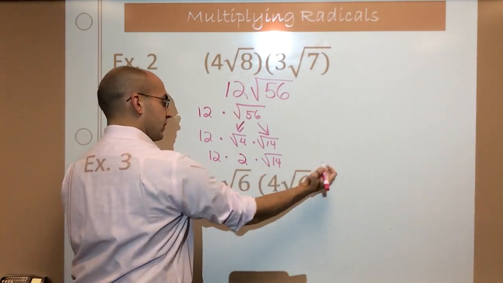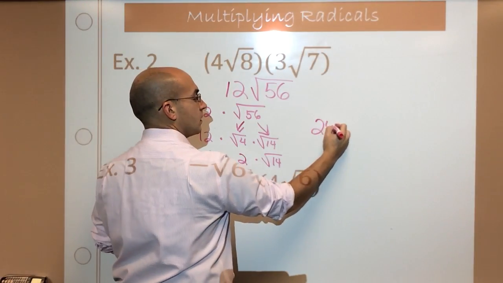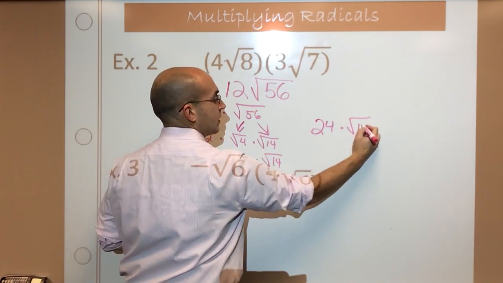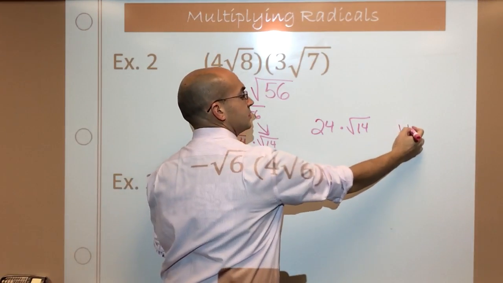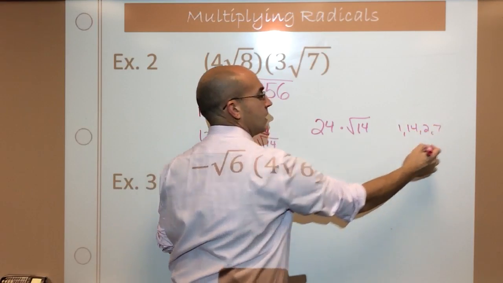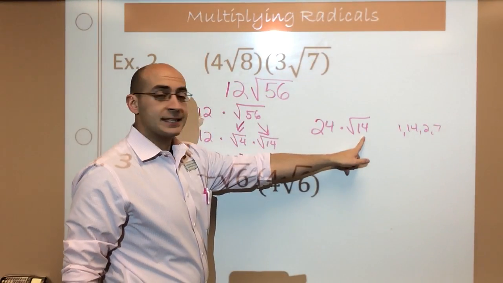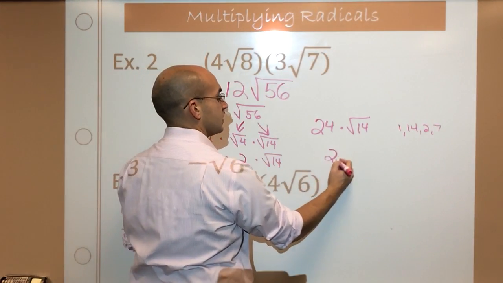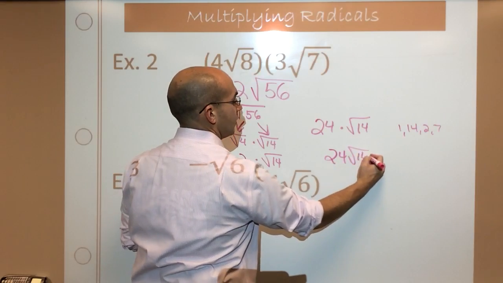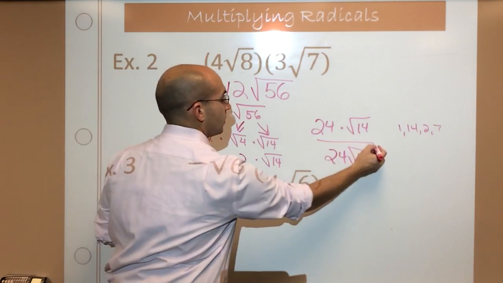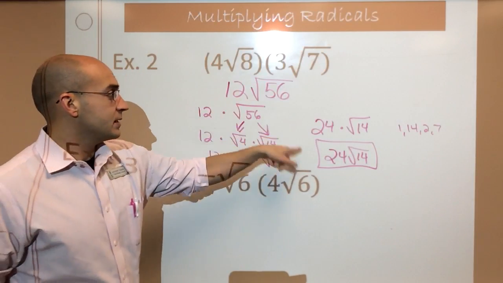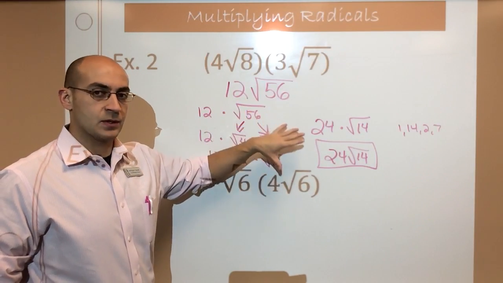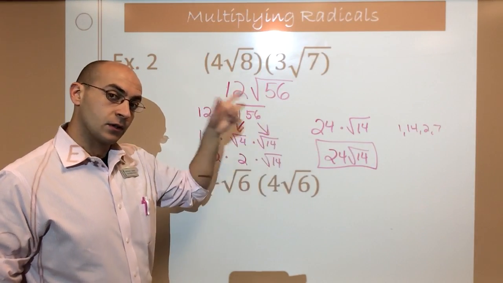12 times 2 is 24. So I've got 24 times the square root of 14. The square root of 14 has factors of 1, 14, 2, and 7. No perfect squares there. I can't break that down anymore. My final answer, once I've done my multiplication and all my other stuff, is 24 root 14. I already put it in the calculator for you. It is actually going to be the same thing. Okay? Same decimal, which means we are on point. We are good.